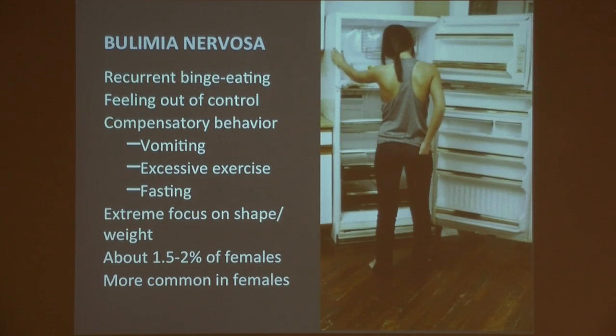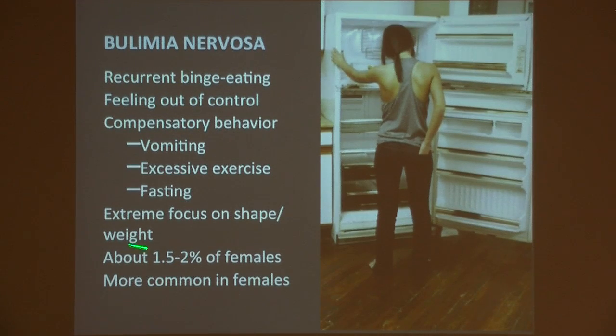Bulimia nervosa, the sister disorder, is marked by recurrent binge eating, which is eating an unusually large amount of food in a short period of time, coupled with a sense of loss of control. And that comes paired with compensatory behavior such as vomiting, excessive exercise, fasting. Also, extreme focus on shape and weight. Somewhat more common than anorexia nervosa, 1.5 to 2%, and again, more common in females than in males.